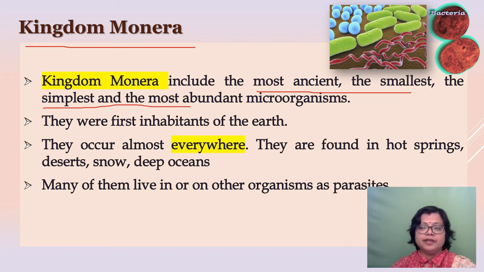It is believed that when the earth evolved, the organisms which originated at that time were the monerans, Archaebacteria. That time the environment was in extreme condition, high temperature, saline condition, but these monerans could survive because of their special structure. We will study that. They occur almost everywhere where the other organisms cannot survive.